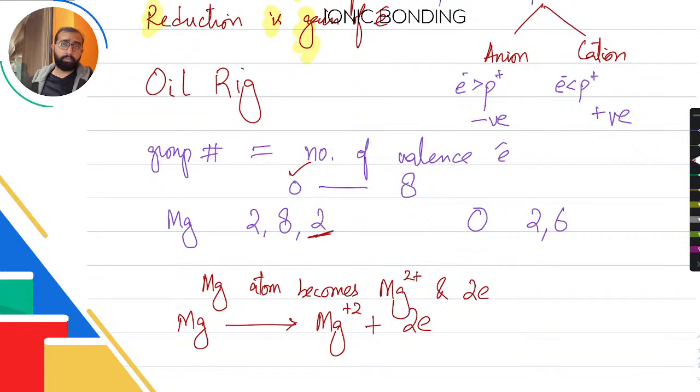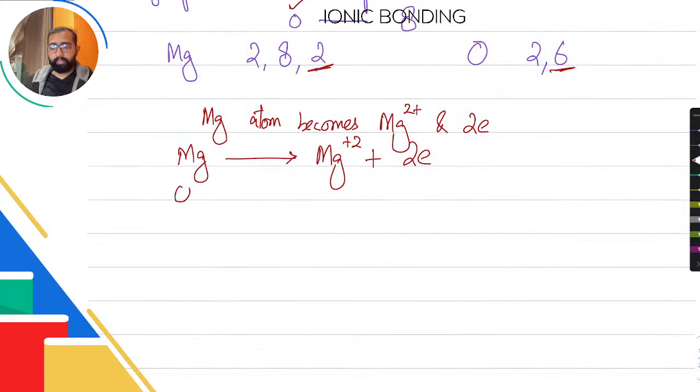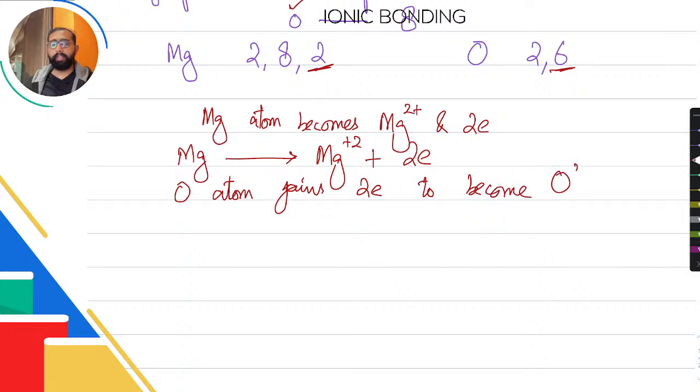They go to oxygen. Because notice oxygen is at 6. It needs 2 more electrons if it wants to get to 8. So it gets 2 electrons. In fact, each oxygen atom gains 2 electrons to become an oxide ion. Now the name changes. This is oxide. So an oxygen atom gains 2 electrons to become oxide.